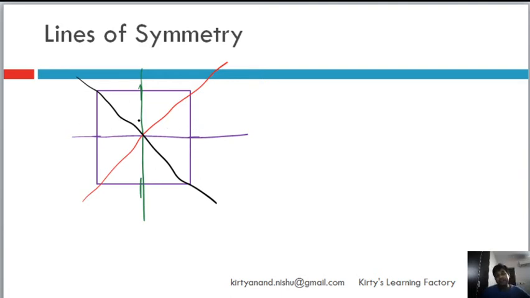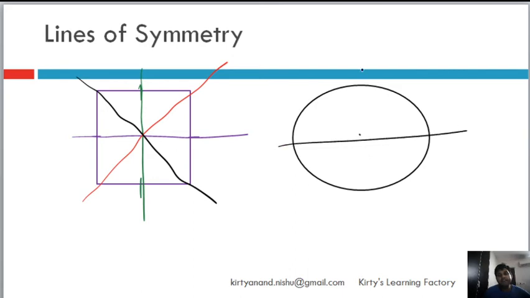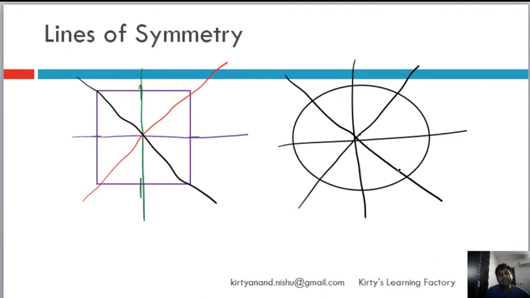Now you try to create another line of symmetry which divides the figure in two equal parts. You will not be able to do it. So a line of symmetry divides a figure into two equal parts. Here we have four lines of symmetry. In case of a circle, we will have an infinite number of lines of symmetry because there are infinite diameters which can be drawn through the circle.